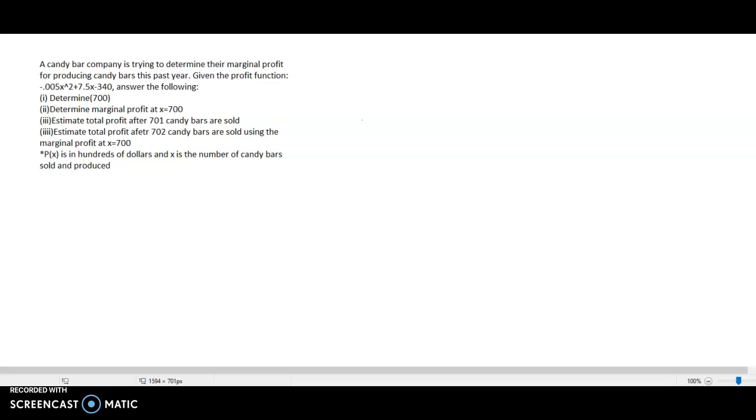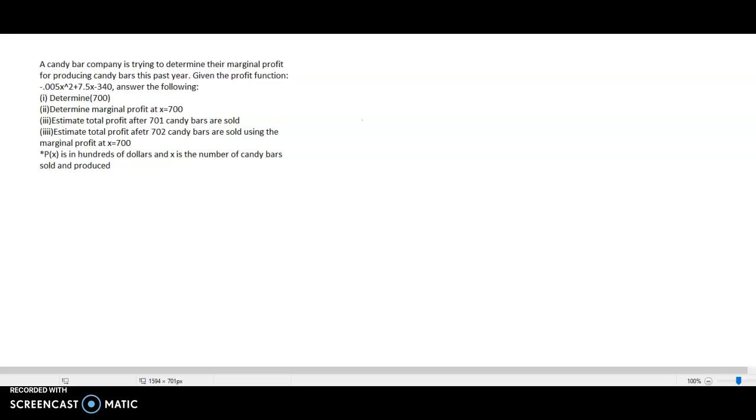Hello, it's Sean doing the derivative example, which is using the derivative to find the marginal profit. You can find this back in module 4. For this question, a candy bar company is trying to determine their marginal profit for producing candy bars this past year.